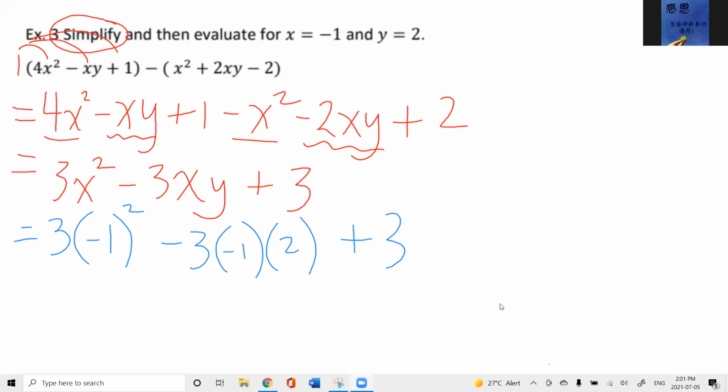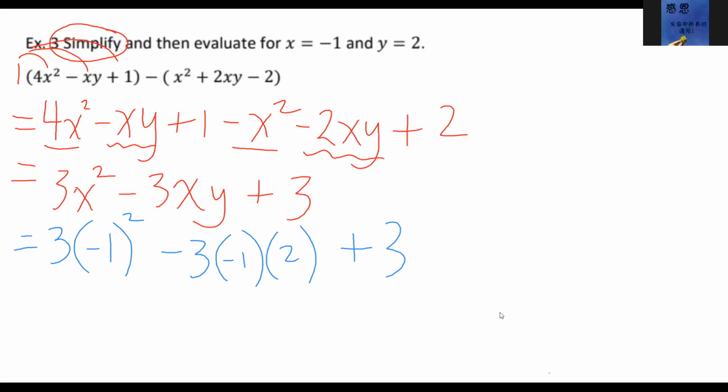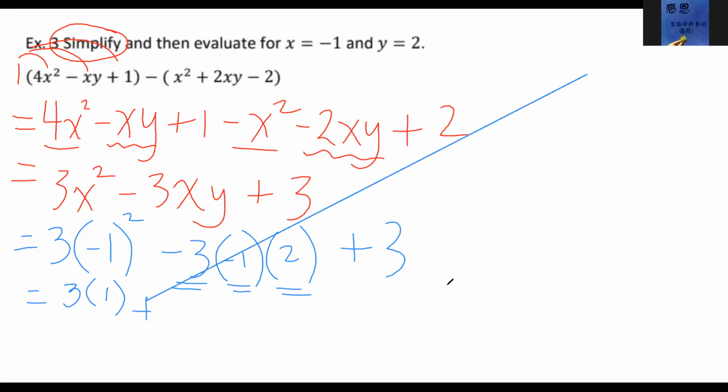That was very good. So first I'm going to do the exponents. That's what I have to do first. So I have negative 1 squared is negative 1 times negative 1, which is positive 1. Hey, I can do a few steps in my head. Let me just write it out like this. Negative 3 times negative 1 times positive 2 ends up being a positive 6, right? And then we have our plus 3. This becomes 3 times 1, which is just 3. 3 plus 6 plus 3. You guys were very right to say 12.